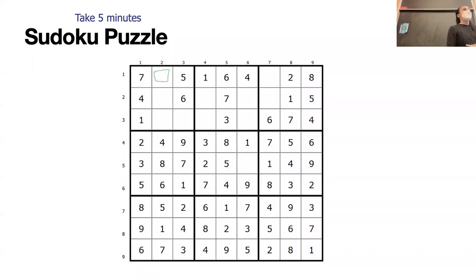Seven, one, and seven, two. Great. So you're looking at the relationships between the constraints and how they affect each other. Great. Anyone on Zoom come up with a really good strategy?